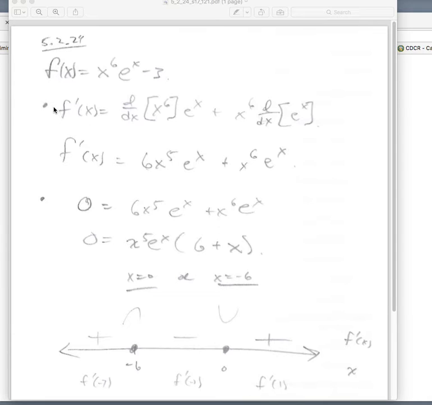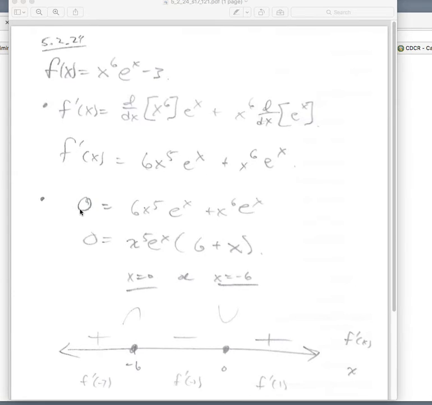So in the beginning, finding the derivative, there is a product rule involved in this. So I need to take the derivative of x to the sixth times e to the x plus e to the x times plus x to the sixth times derivative of e to the x. And here's my derivative. It's pretty simple looking. It's 6x to the fifth e to the x plus x to the sixth e to the x. So that's the first stage, computing the derivative of the function.